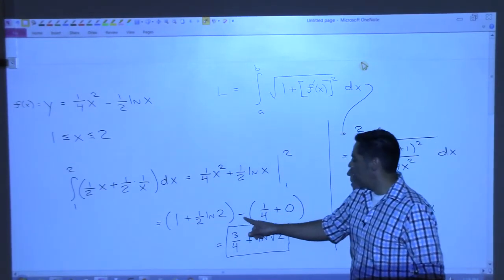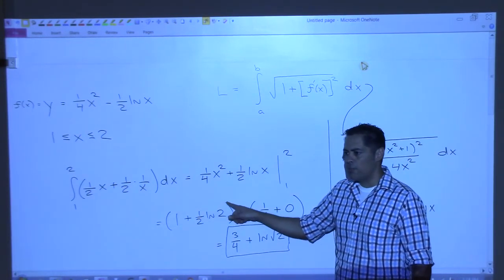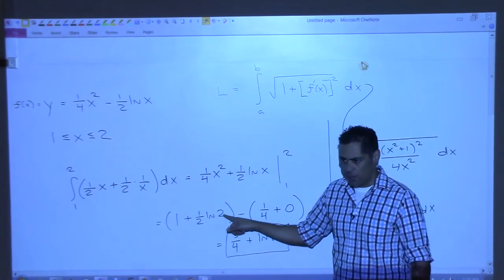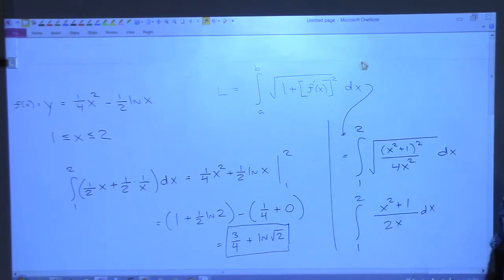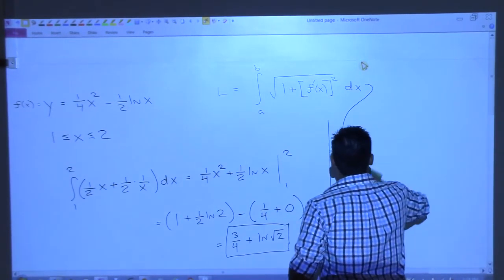Yeah, 1 minus 1/4 is 3/4, right? And then this, I pushed the 1/2 up using properties of logs and made that 2 to the 1/2, which is the square root of 2. So just make sure you see where all that came from. We good? That's how long that curve is, 3/4 plus natural log of the square root of 2. Okay, let's try something else.